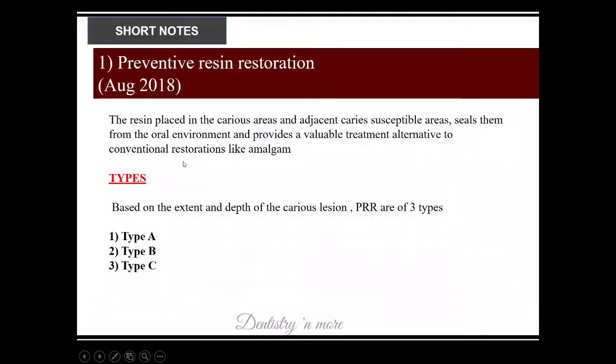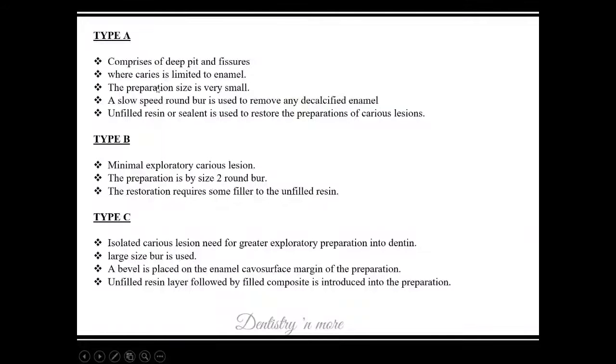So it is the minimal approach compared to the conventional amalgam. This resin is placed in the caries area and seals it from the oral environment. So we have 3 types: type A, type B, and type C. Type A comprises just deep pits and fissures, so caries is limited to enamel. So we can create a simple small preparation and use an unfilled resin or sealant.